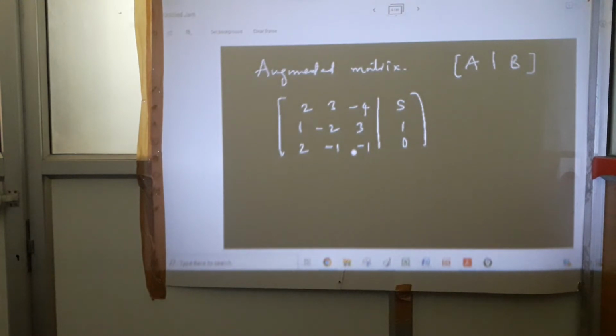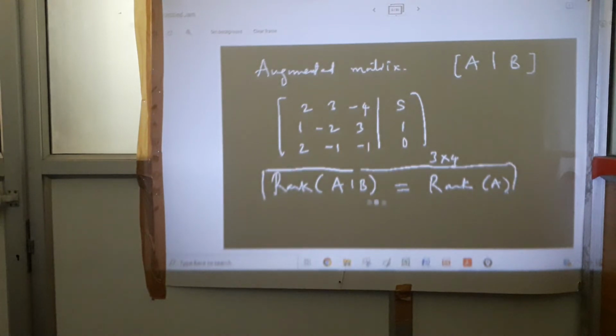The point is, this complete thing is again a matrix with 3 rows and 4 columns. Now you have to find the rank of this augmented matrix. If this rank is equal to the rank of the coefficient matrix A, then only that system will have a solution. A system which has a solution is called consistent. So Ax equal to B is consistent. Consistent means it will have a solution. Whether it has one solution or an infinite number of solutions, we simply say consistent.